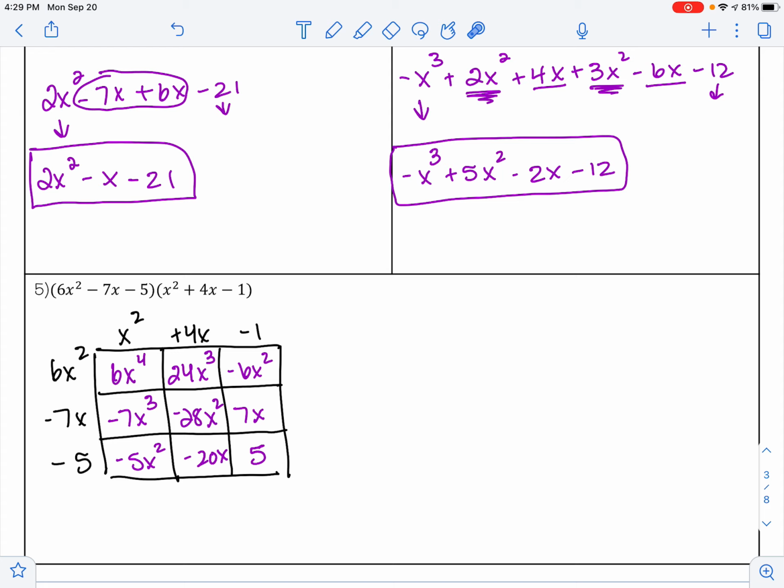And you could combine like terms and write your answer in standard form that way. Or you can look for your like terms inside of the area model and go ahead and write those down. So for example, I see my highest exponent is 4 with 6x to the 4th. There are no like terms with that, so that is going to go first.